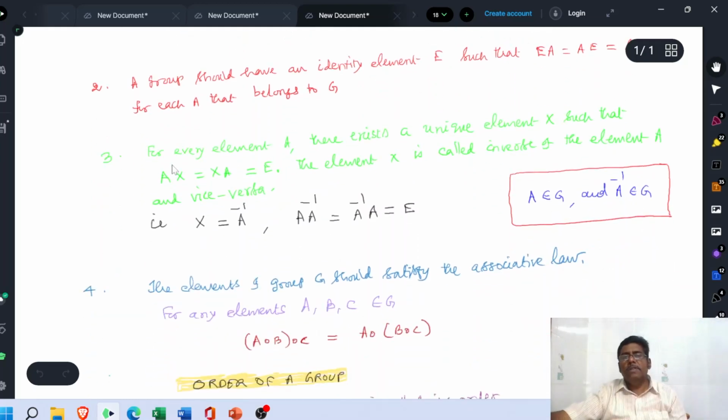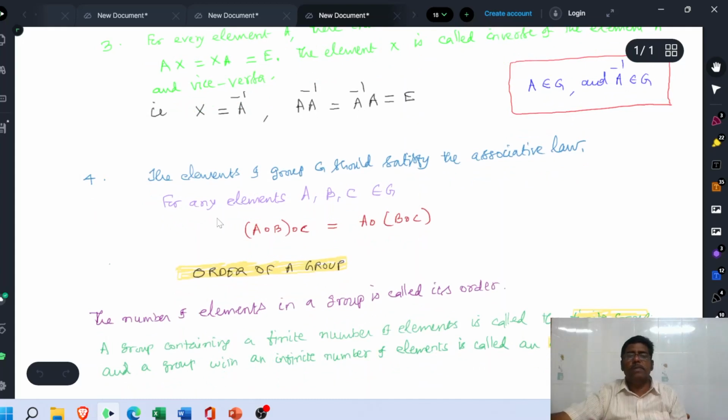The third condition is that for every element A there exists a unique element X such that A into X equals X into A equals the identity element. The element X is called the inverse of the element A and vice versa. Here X equals A inverse, and A inverse A equals the identity element E. Here A belongs to G and A inverse also belongs to G.